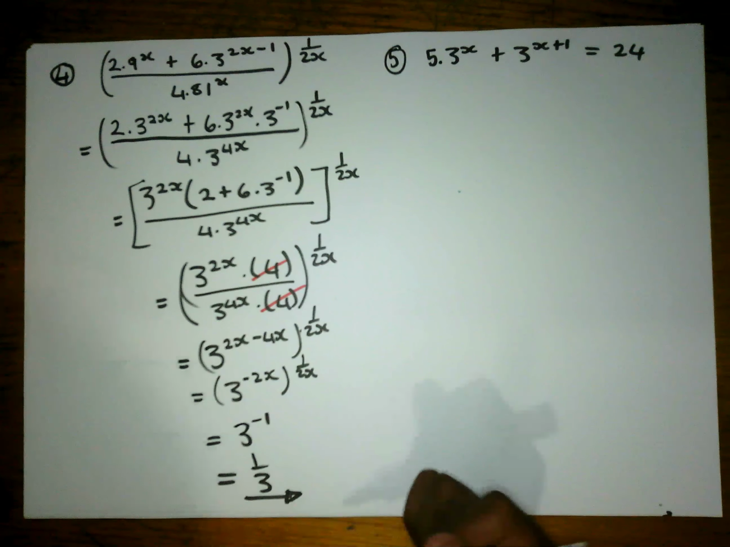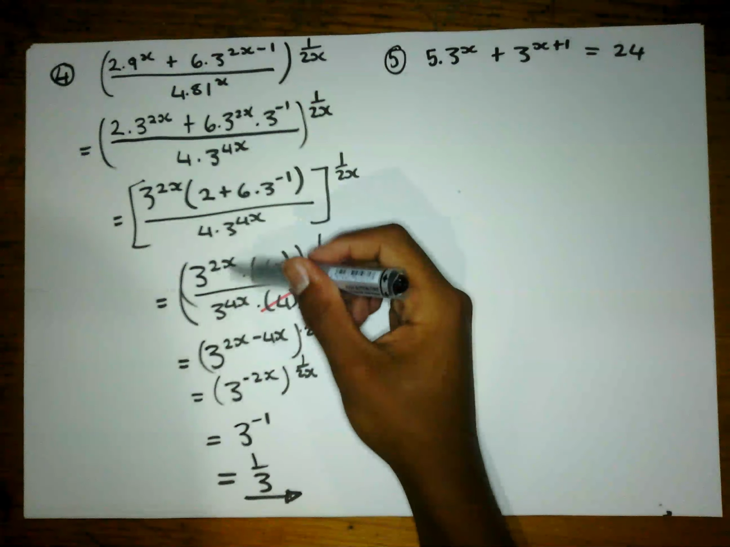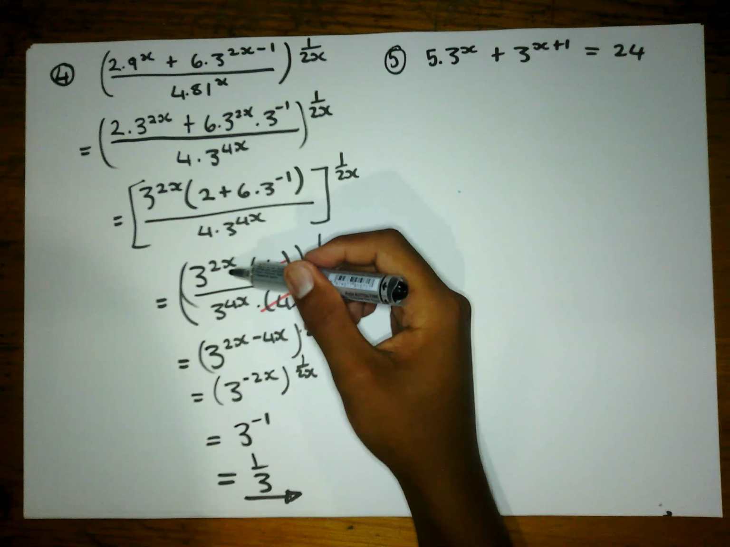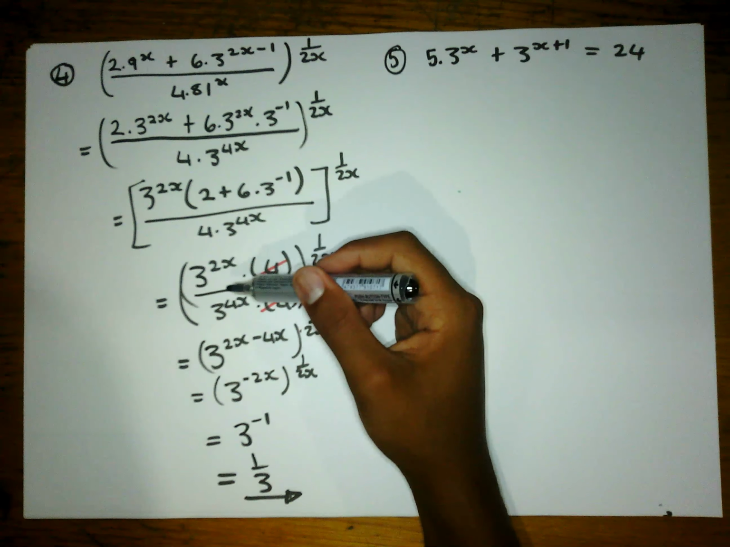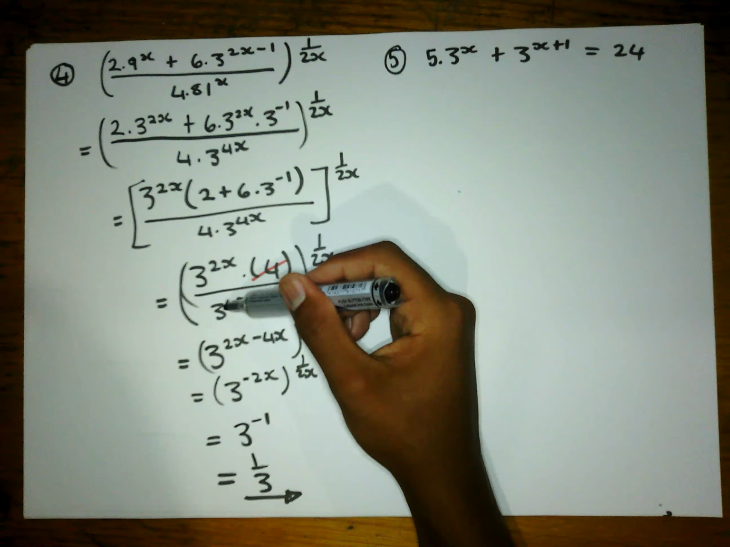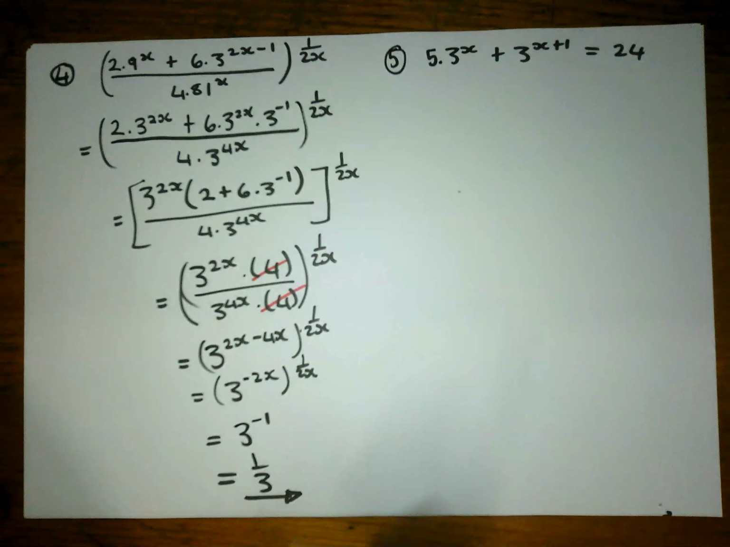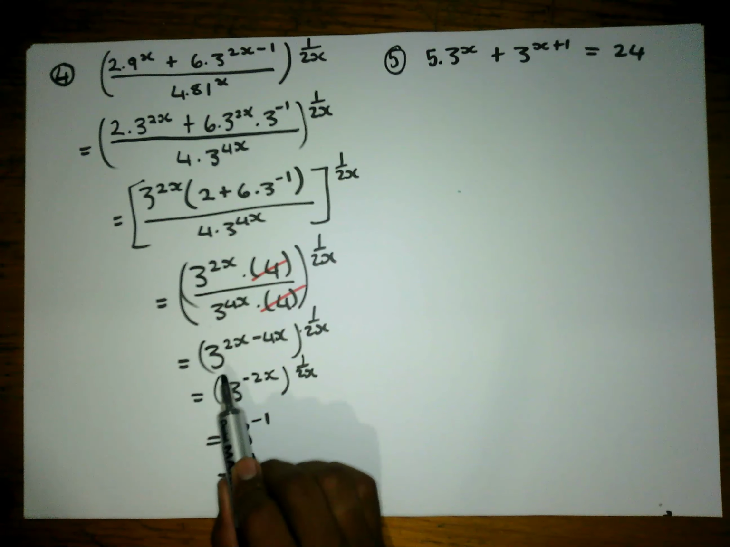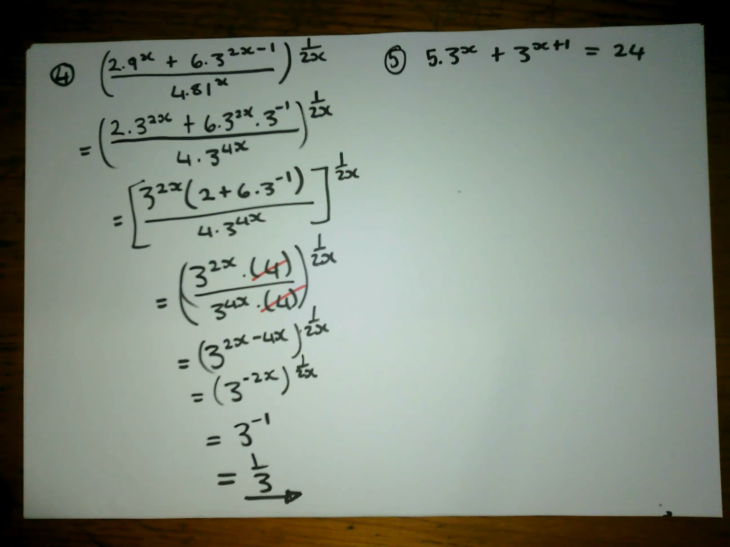Times 1 over 3. This is just simplifying and moving up and down the fraction with your exponents. Because we know that when we bring this exponent up, the sign in front is negative. When we bring this one down, it's negative. This is just another way of writing it. Okay, our next question.